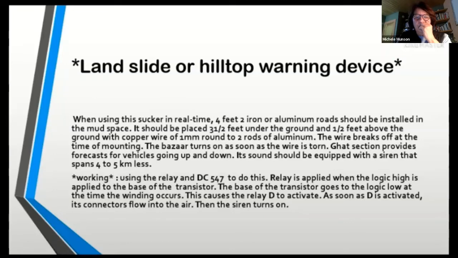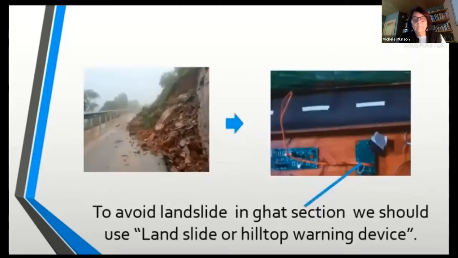The working of this landslide or hilltop warning device is using a relay and a BC547 transistor. The relay is activated when logic high is applied to the base of the transistor. The base of the transistor goes to logic low at the time the landslide occurs. This causes the relay to deactivate. As soon as it is deactivated, its contact connects and the siren turns on.